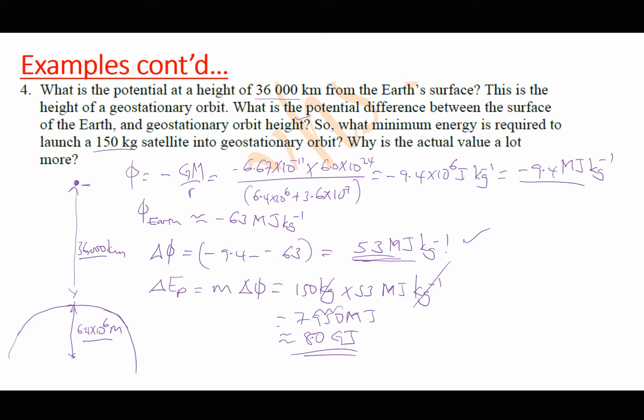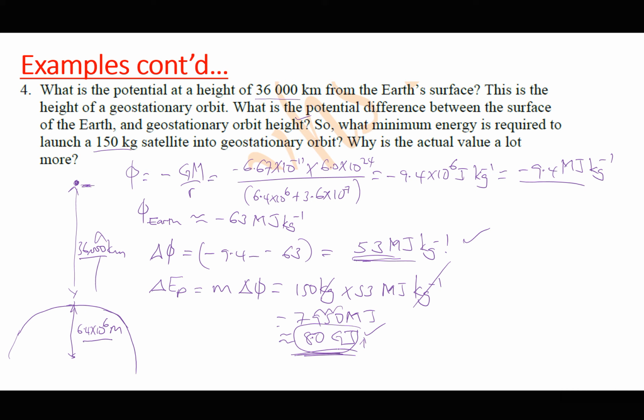However, the last question is asking, why is the actual value a lot more? This is what I expect by calculation. But the actual value to reach this point could be a lot more, because as the satellite is moving, remember there is air resistance. So if you give it exactly this amount of energy and there is air resistance, part of this is going to be used to do work against air resistance. That means the balance remaining will not be enough to take it up to the geostationary orbit. So you must give it an energy which is greater than this.